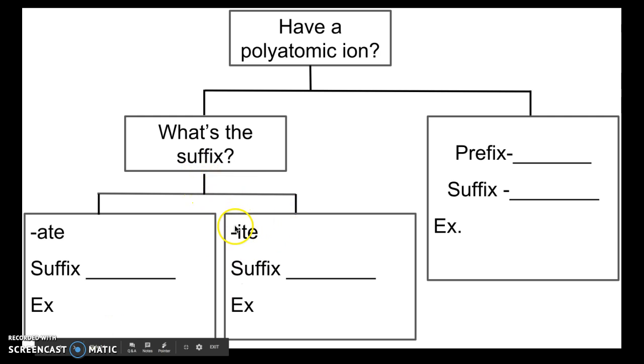Likewise, if the suffix of the polyatomic ion is ite, what's the suffix that you would use for the acid, and then write an example. Finally, going back up to the top, if we were asked if your acid has a polyatomic ion and you say no, then there are a different set of rules where you need to write a prefix and a suffix for the acid. So what's the prefix and suffix for that acid, and then give an example.